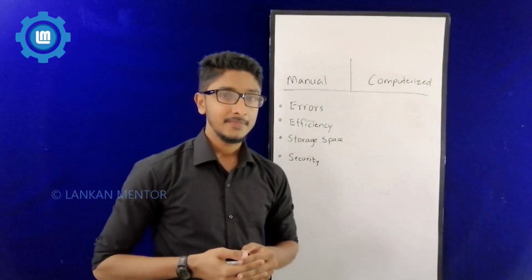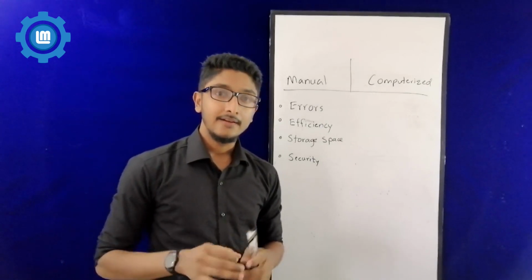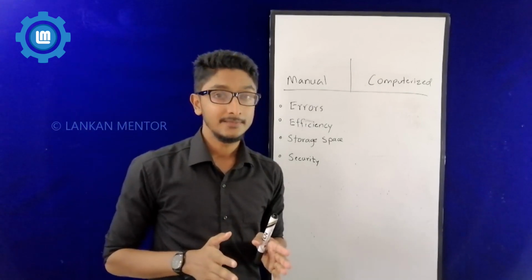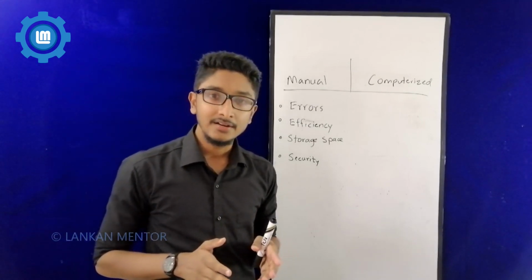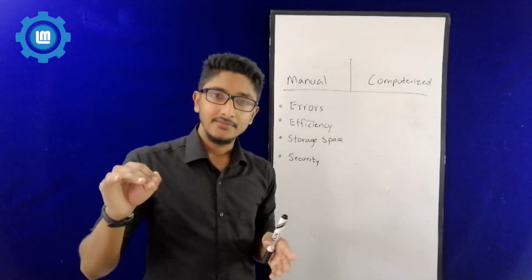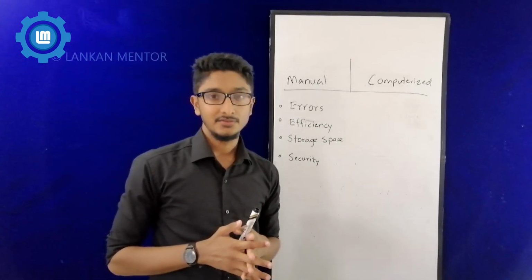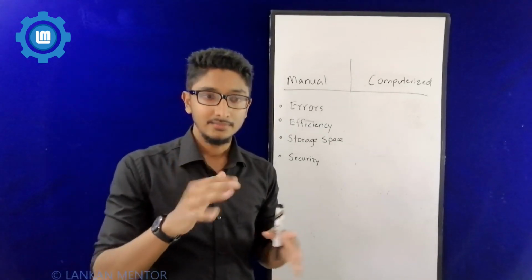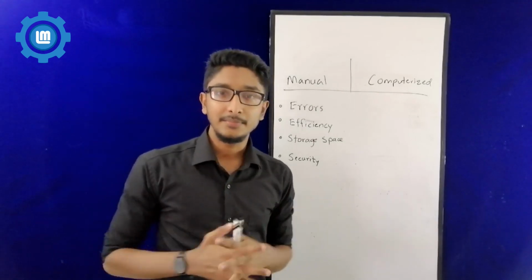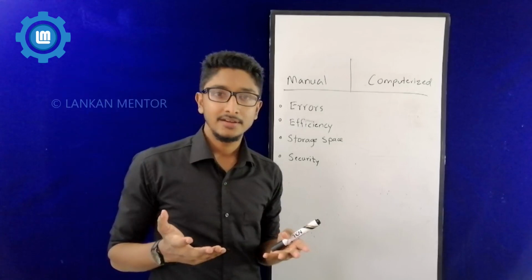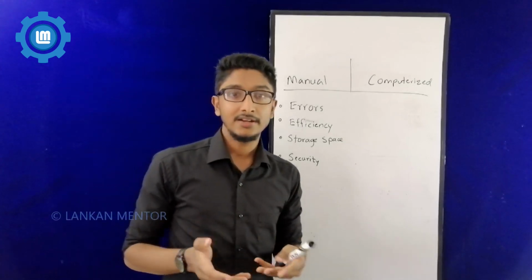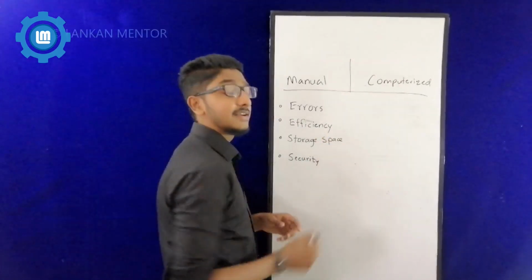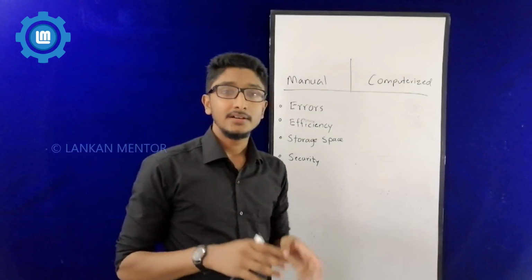Efficiency means a computer can work 24 hours a day without getting tired. But can a human work more than 12 hours on the floor? I don't think so, right? Without getting some rest or some boost or some other kind of supplements, a normal human being would find it difficult to work more than 12 hours continuously, right? So that is the difference between a computer and a human, right?